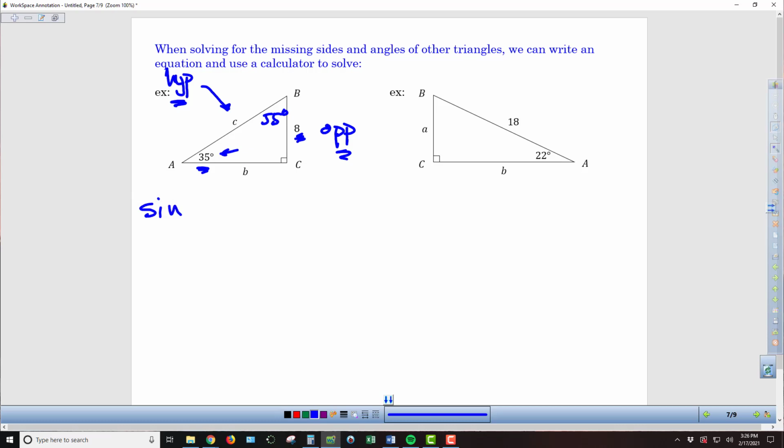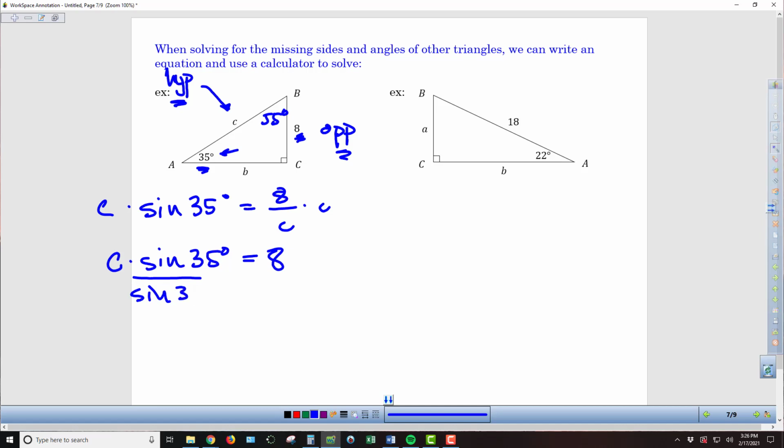So I can say that the sine of 35 degrees is equal to opposite over hypotenuse. So in this case the opposite side is 8 and the hypotenuse is c. So now I have an equation that I can use to solve for c. Now one challenge I have is c is in the denominator here. So I want to get it out of the denominator. So I'm going to multiply both sides by c. So at this point I have c times the sine of 35 degrees equals 8. And then to get c by itself, I'm going to divide both sides by whatever the sine of 35 degrees is.